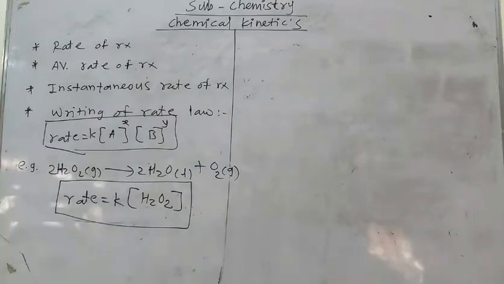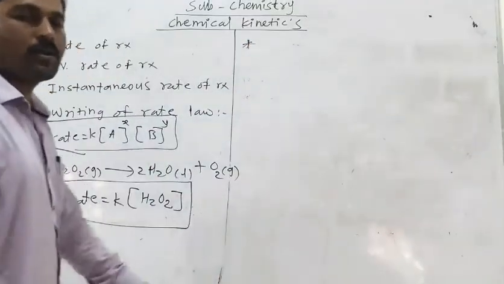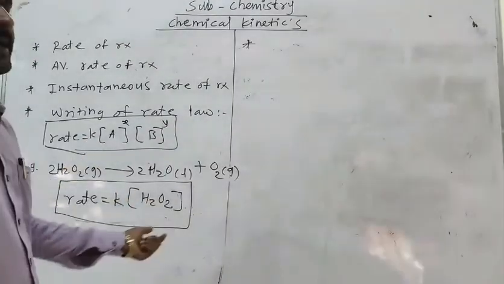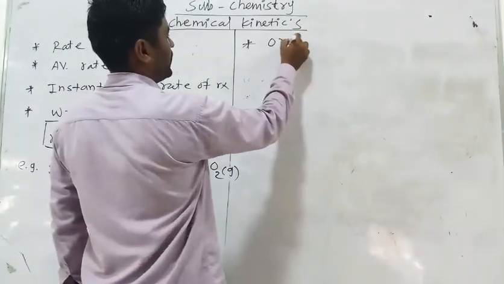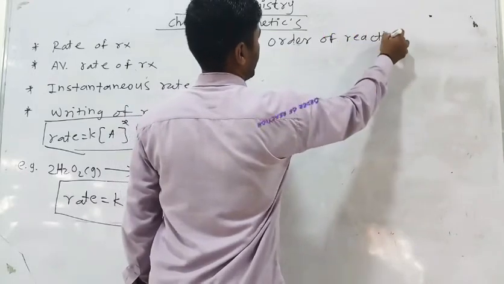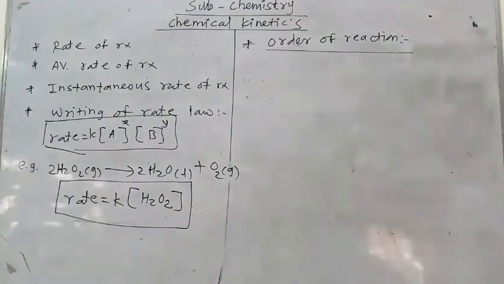After that, we have to know the order of a given reaction. The next point is how to represent or how to find out the order of a given reaction.